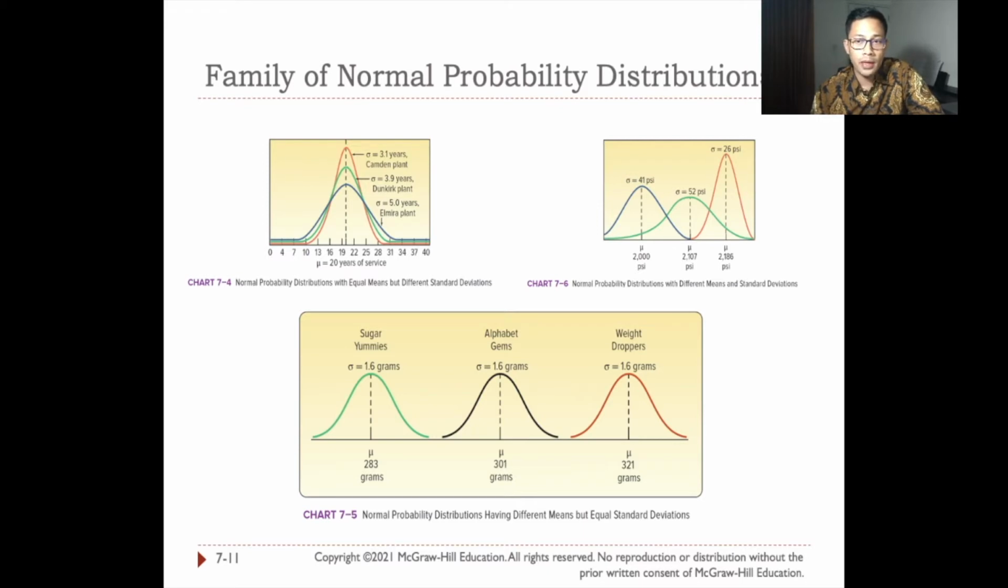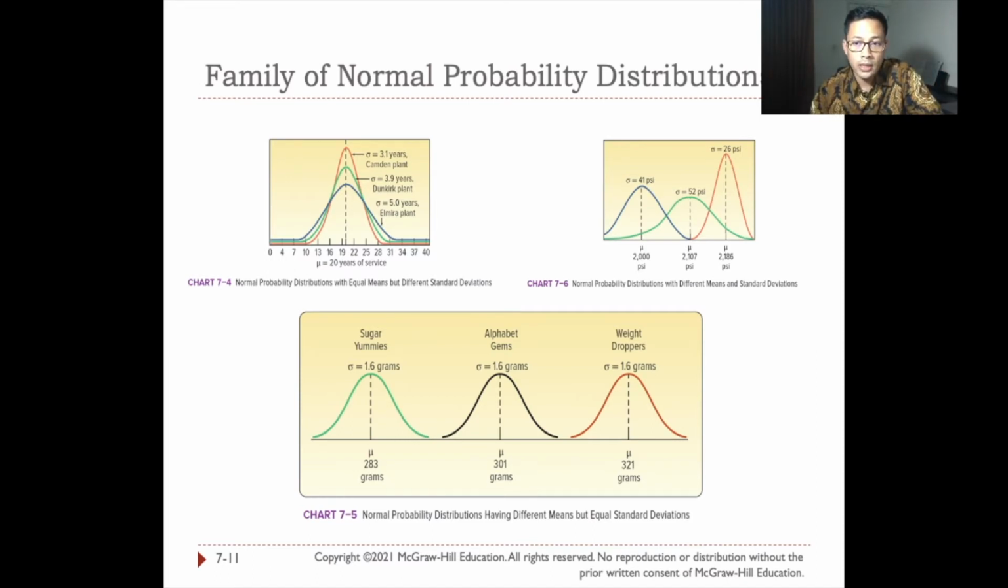Okay, so again, there is not just one normal probability distribution, but a family of them. In the top left chart of length of employee service at 3 different plants, the mean is the same. However, you can see that the standard deviations or the variance are different. In this particular case, the lower the variance, the closer the distribution is to the center or to the mean. However, the larger the variance, the spread is going to get larger.